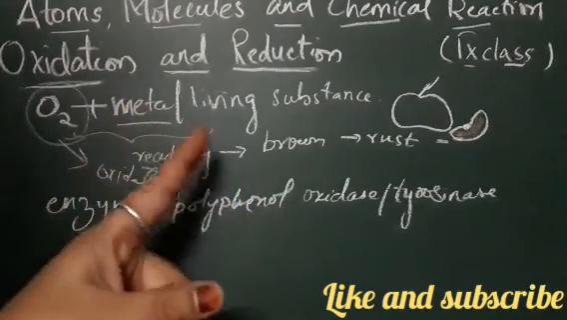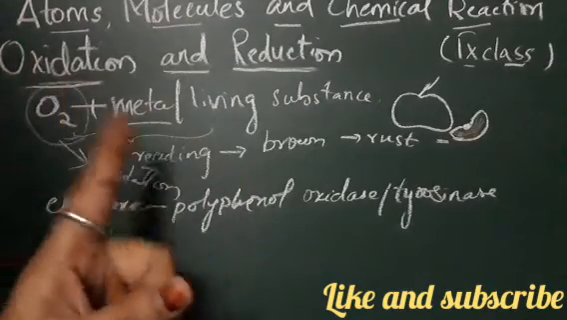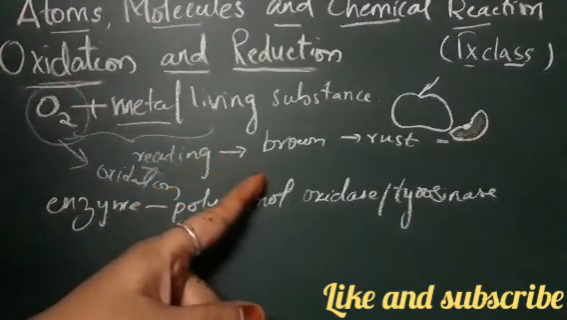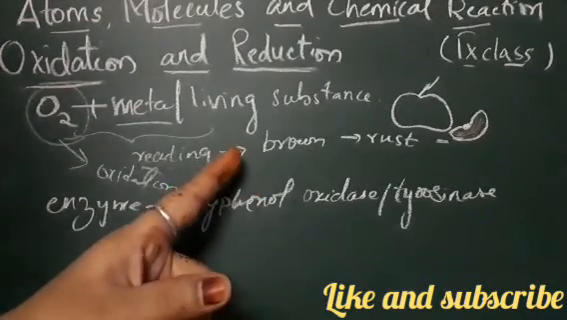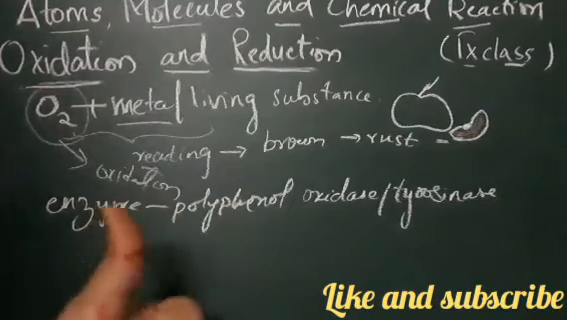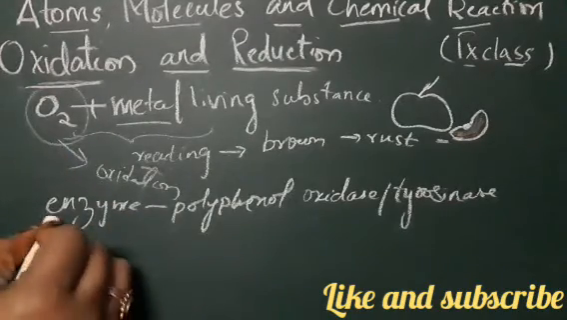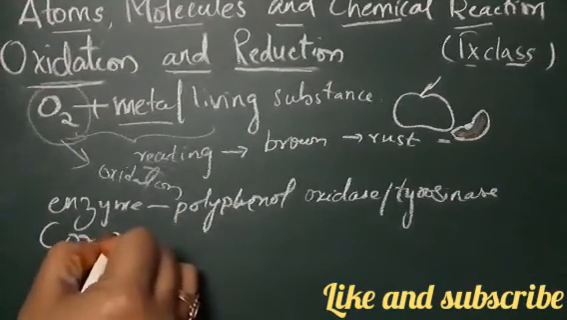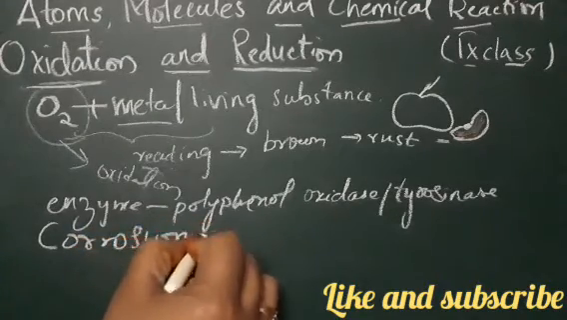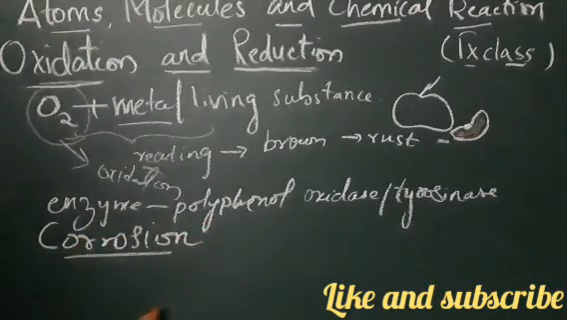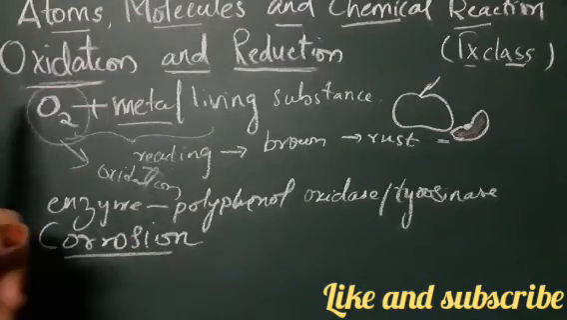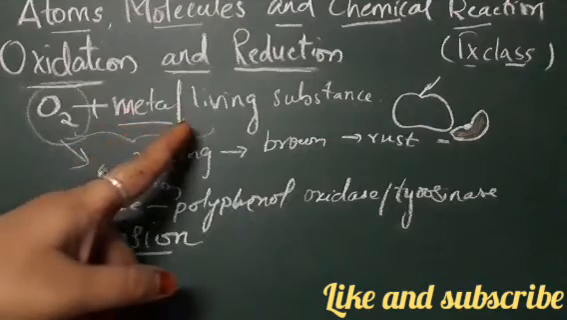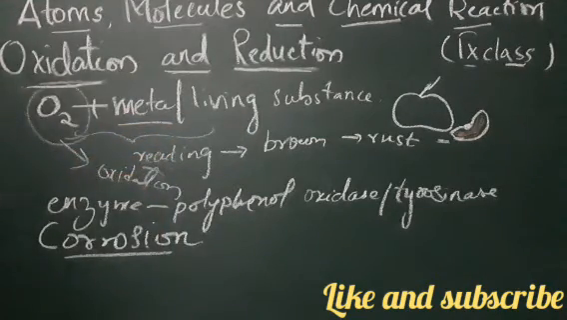When some metals are exposed to moisture or acids, they tarnish due to the formation of the respective metal oxides, and this process is called corrosion. Fine. So the process where oxidation turns the color of a metal or a living substance is called corrosion.